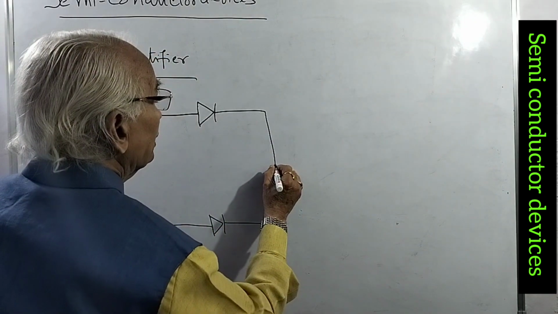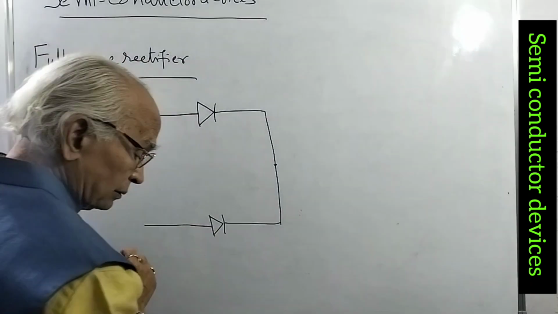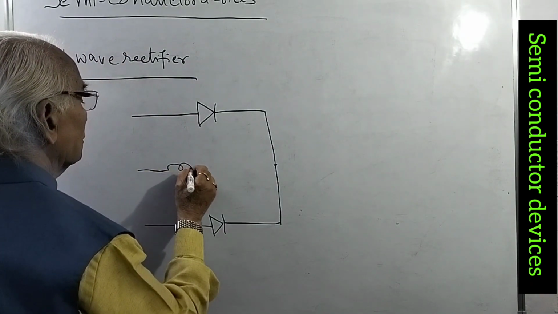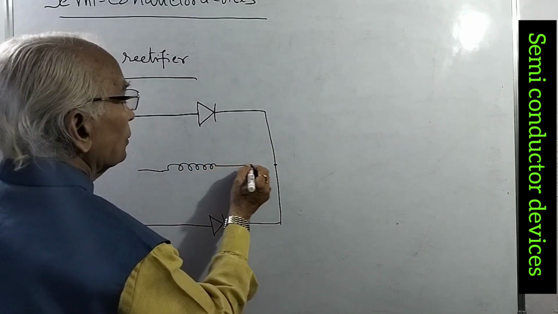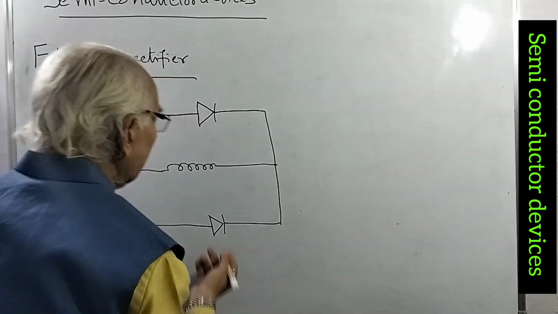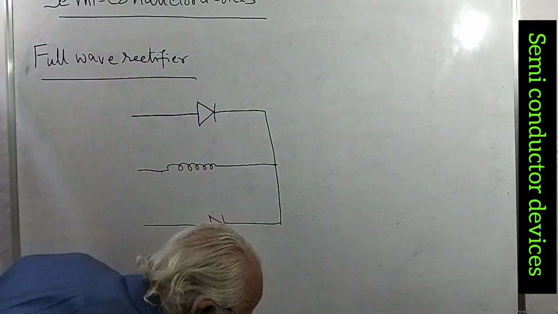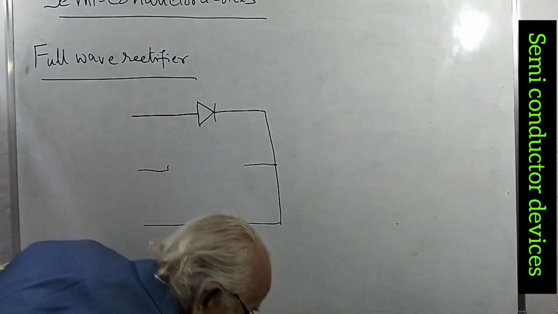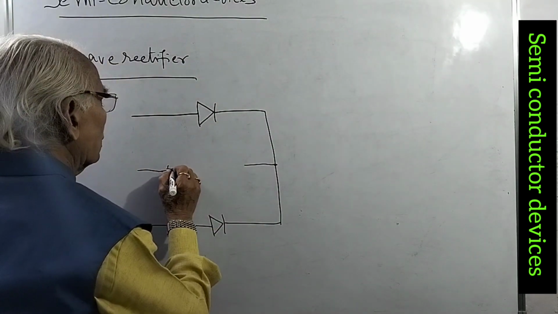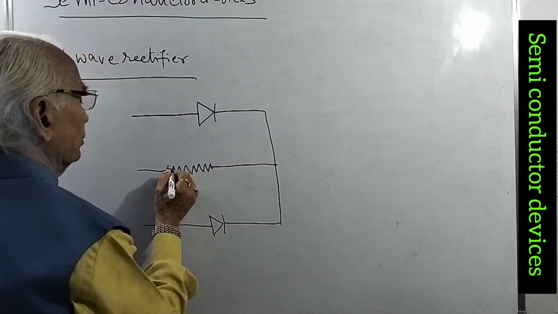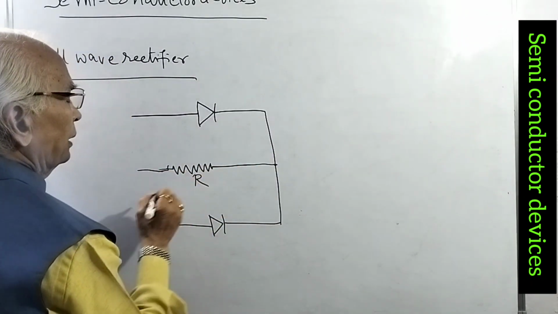And in the middle of this we connect just like an inductance, or just some load, you can say. Earlier we had a resistance here, so we have a load. It can be an inductance or a resistance combination, or like this.